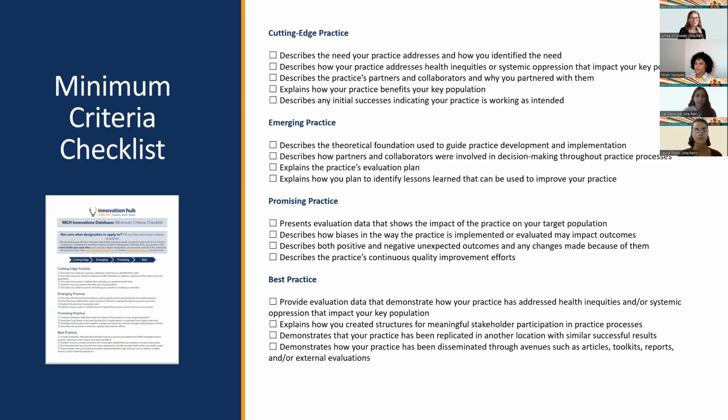And then if you still aren't sure, like, oh, maybe I'm kind of in between cutting edge and emerging, or I'm not sure if I have enough to be considered cutting edge, we are happy to have a conversation with you and walk through the criteria, have you talk a little bit more about your work or the practice you're planning on submitting, and we can help you figure out the category of designation that might be most appropriate for you to apply to. But again, this is just a guide for you to use to help you. But if you ever get stuck, please reach out to us.